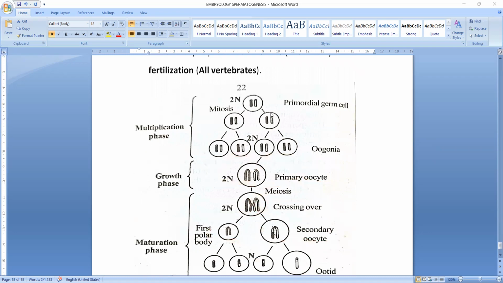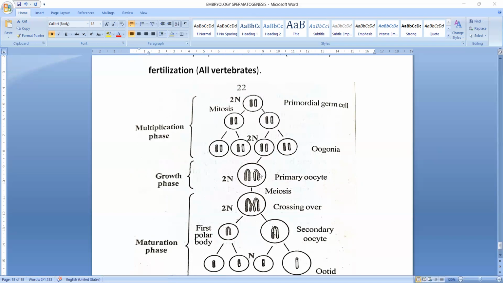Again, the primordial germ cells divide mitotically many times to produce oogonia. The oogonia again divide many times and produce the follicle cells. From each follicle, a particular cell which is bigger and capable of becoming an egg acts as the oogonium and increases in size. So that is called the primary oocyte.